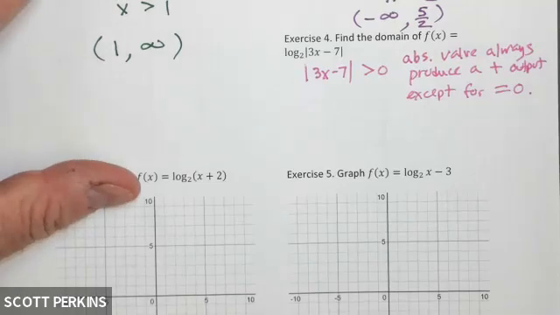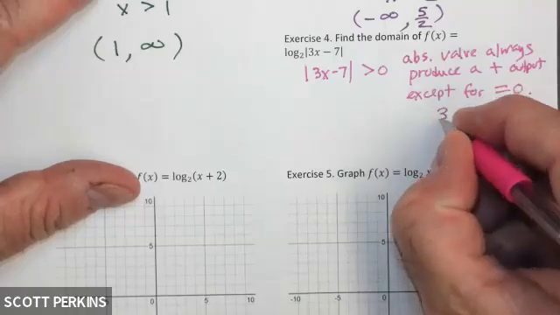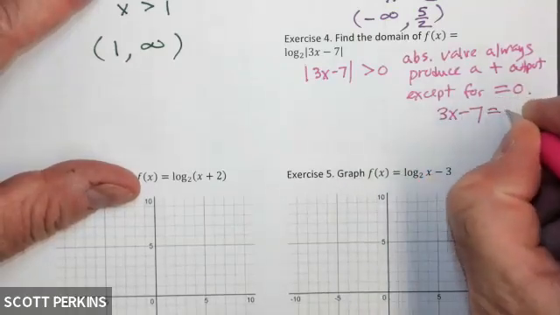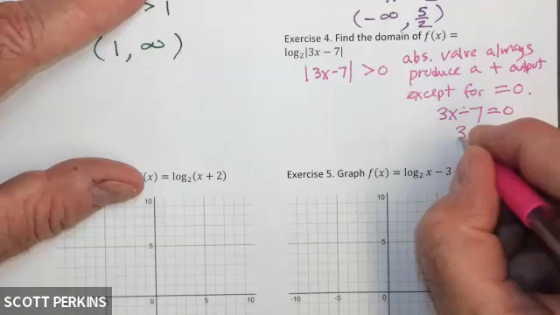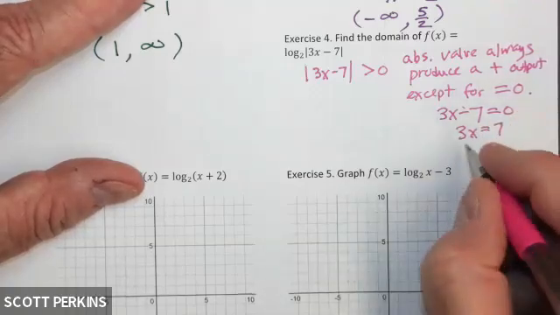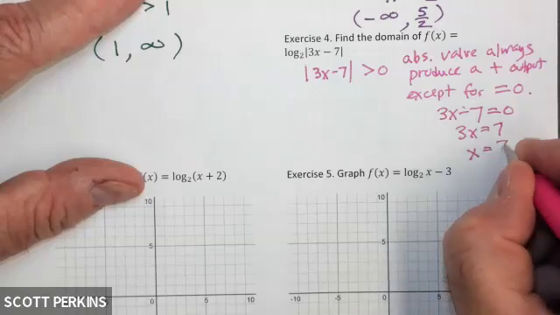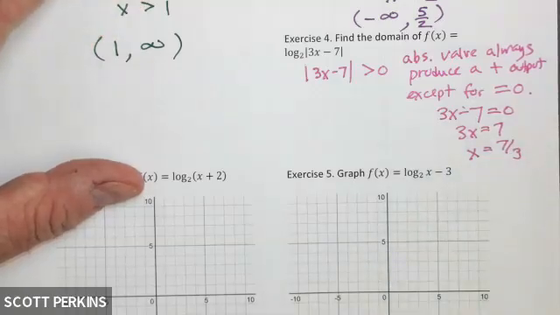So the one that I have to exclude is when 3x minus 7 is equal to 0. Well, I'll add the 7 to both sides, and I get 3x is equal to 7. I'll divide both sides by 3. I get x is 7/3.